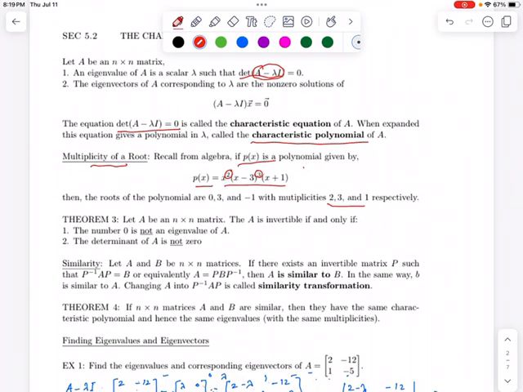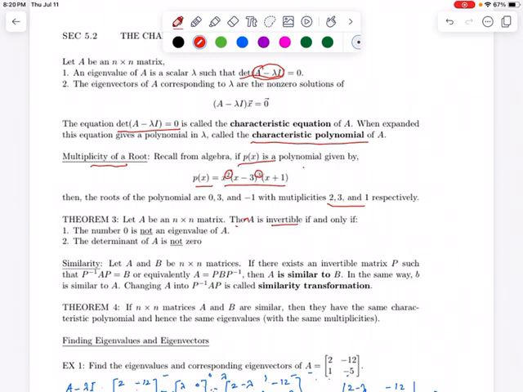And so there is a theorem here. Let A be an n by n matrix. Then A is invertible, meaning its inverse exists, if and only if the number 0 is not an eigenvalue of A. So if the eigenvalues of A are all non-zero numbers, then the matrix A is invertible, and the inverse can be found. The second is that the determinant of A is not 0. So if the determinant of A is not 0, then the matrix A can have an inverse.